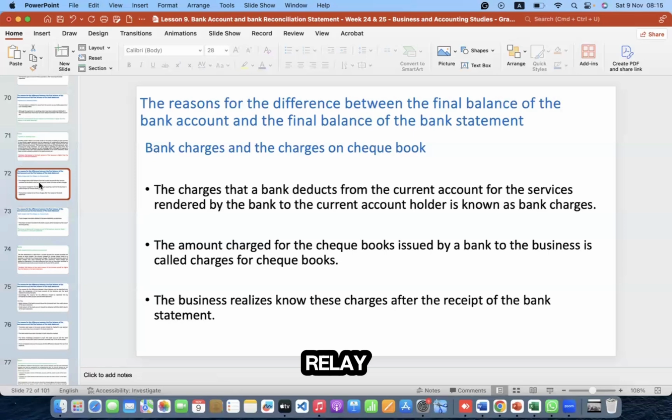The business realizes these charges after receipt of the bank statement. එතකොට අර අපි කලින් කතා වුණා වගේ standing orders වගේ, one difference between standing order and bank charge is that with standing orders, of course, to a certain extent you know because you have given the instruction. But things like bank charges, you have not given the instruction. It's a fee that is being charged on you, so you don't know. That is why it comes under two different points, standing order and bank charges.